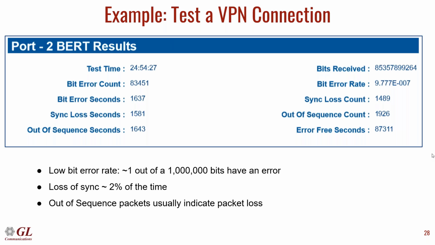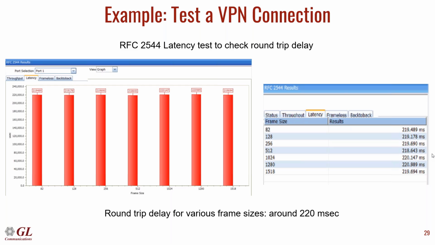You can also do RFC 2544 tests. Here we're just showing a latency test as a function of frame size. If you look at these red bars here, basically all you need to know is that no matter what the Ethernet frame size was, we were getting roughly a constant latency. Latency here is defined as the round trip time. You send a packet and you receive the acknowledgement, and the round trip time is roughly around 220 milliseconds, regardless of the frame size.